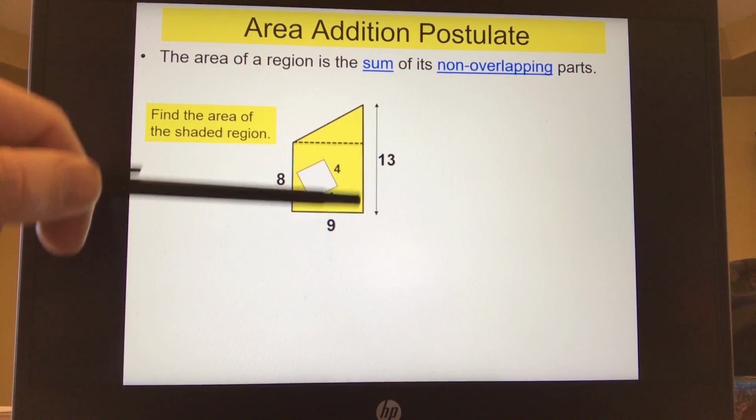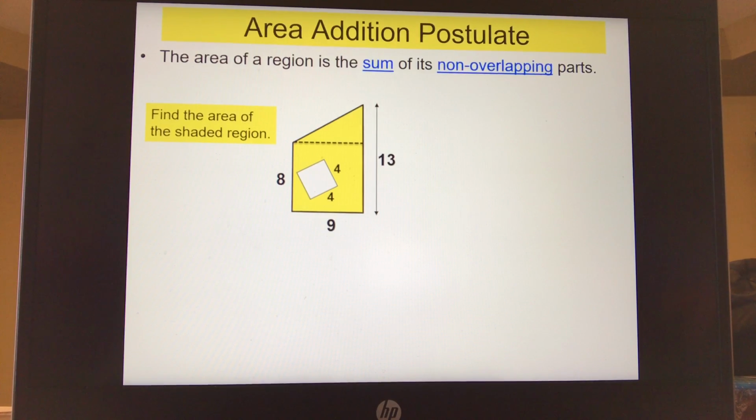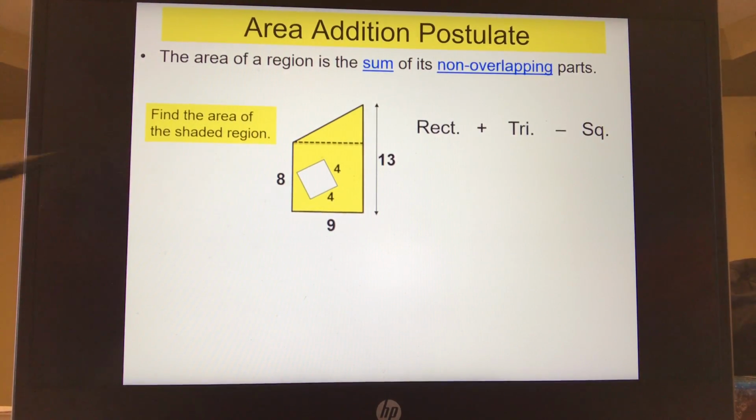If I take these 8 off of the whole 13, that leaves 5. This is a 5 by 9 triangle. So the big idea here is you take the rectangle area, add on the triangle area, subtract out that little square, and you'll get the total area here.